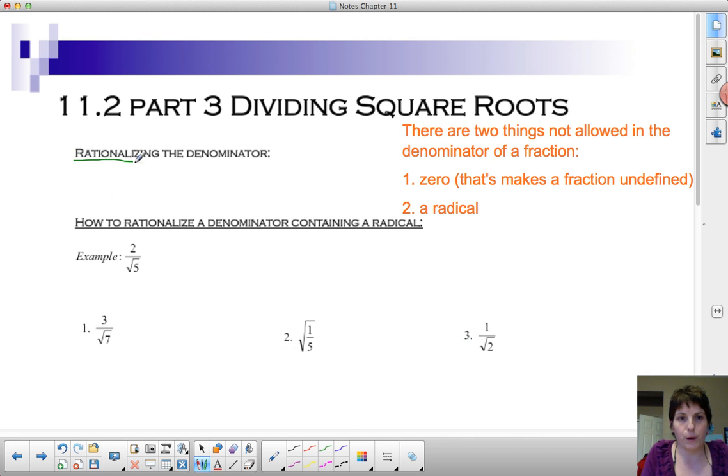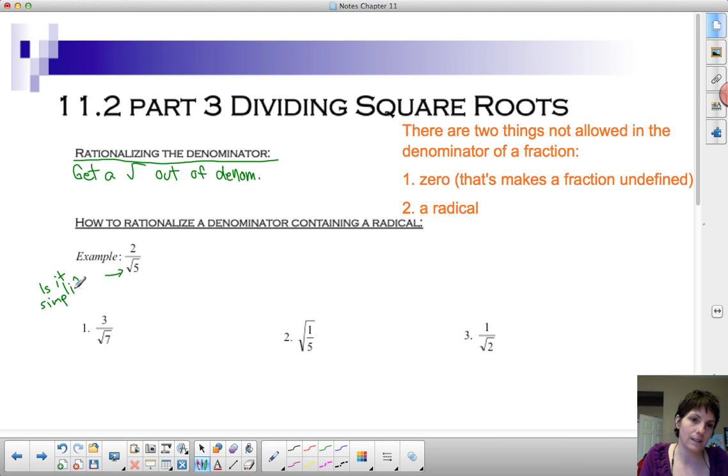It's right here. This process of rationalizing the denominator is how we're going to get a radical, and it could be a square root or it could be a cubed root, out of the denominator. How do we do that? The first thing we're going to do is make sure that this radical is simplified. So, is it simplified? If it is, then your next step is to multiply by 1.